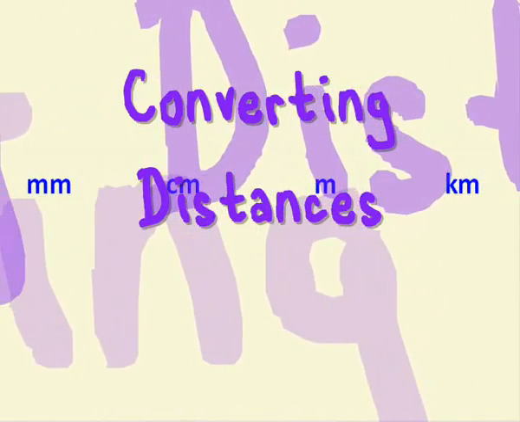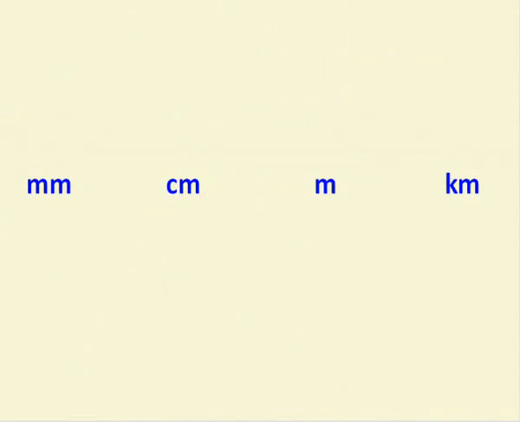Hello, this video is just a quick refresher on how to convert between the units used when measuring distance. So we'll get straight into it. We've listed them off here: millimeters, centimeters, meters and kilometers. Now how to convert between these?